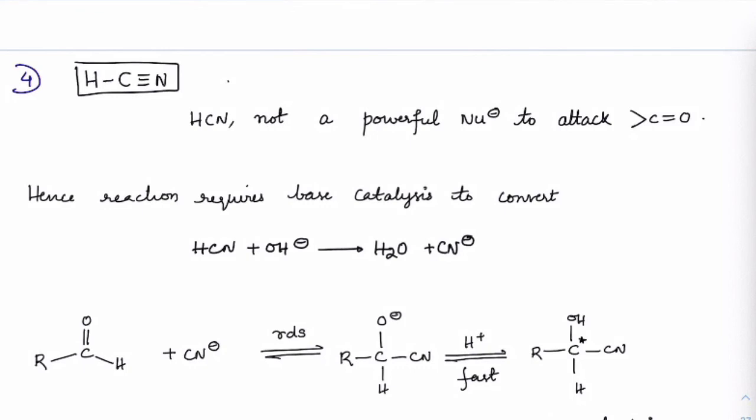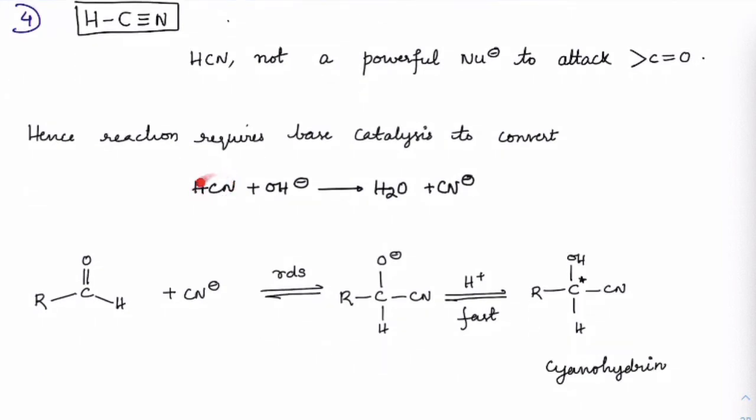So in case of HCN, HCN is definitely not a powerful nucleophile to attack the C double bond O, because HCN is connected with hydrogen. CN minus is powerful, not HCN. So what we will do, we will use some amount of KOH so that we can sufficiently generate CN minus. Then CN minus will make a nucleophilic addition reaction with the carbonyl group. We will get this as O minus, CN, H, right?